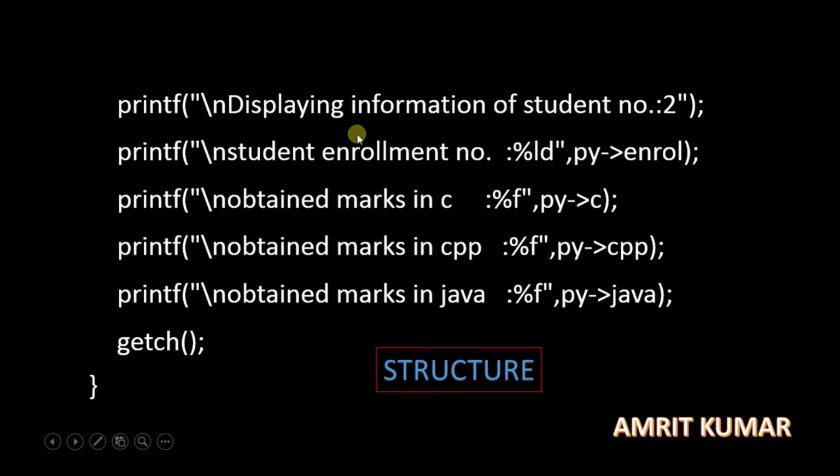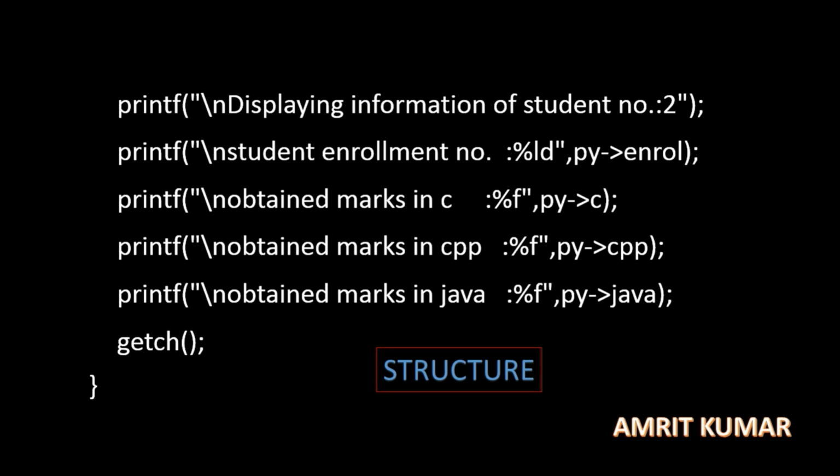After assigning those values, I am displaying the information of student number 2 here, and the student enroll with the format specifier for long integer. Then the float values, because we have taken C, CPP and Java as float values, and I am displaying all the data here. So this is the way we can use a structure with a pointer in C language.